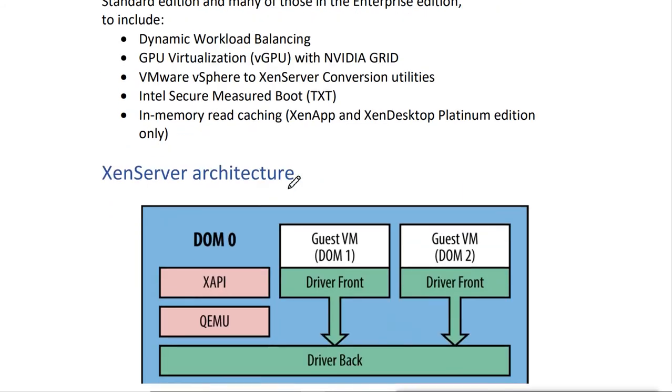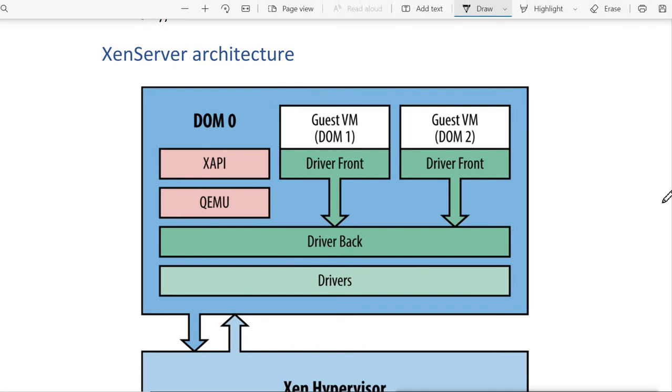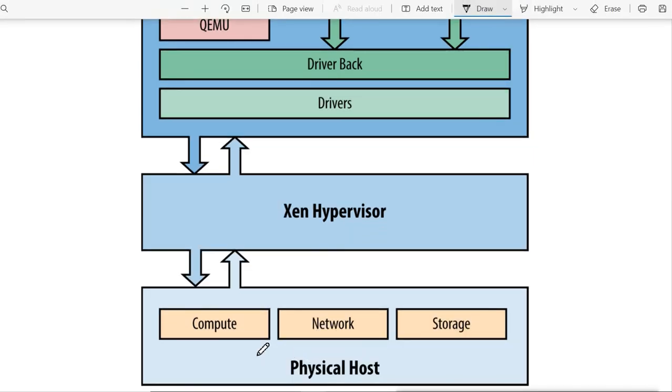Now after that you have this architecture. This is our XenServer's architecture. So first we have hardware, physical hardware. In physical hardware you have the physical compute, network and storage. Compute means your RAM and processor, then you have all the physical network devices, and then you have the physical storage devices. All together it's your physical host.